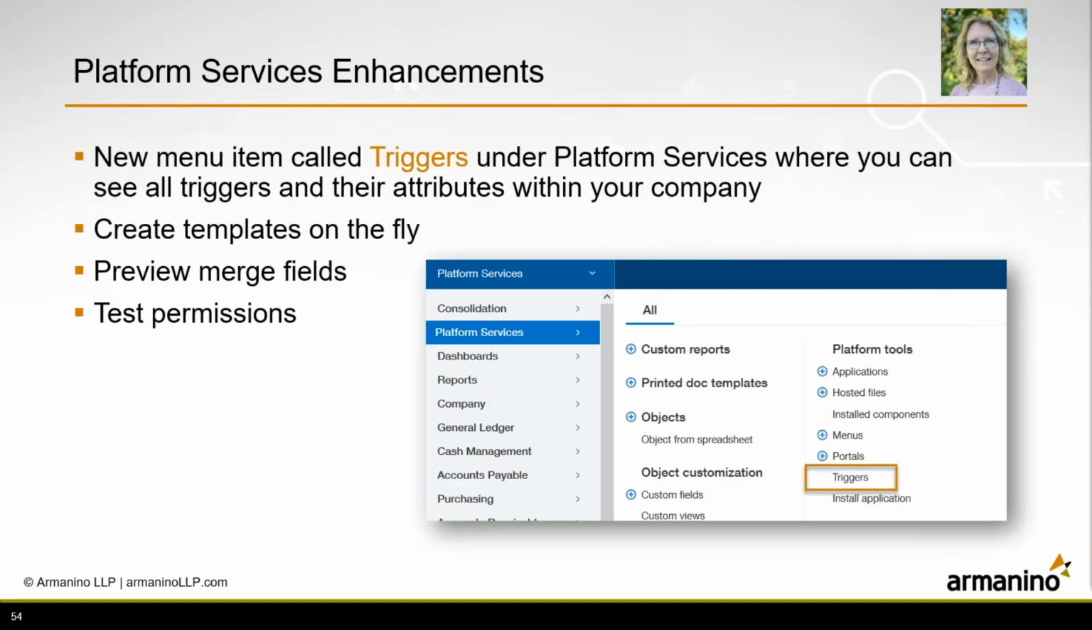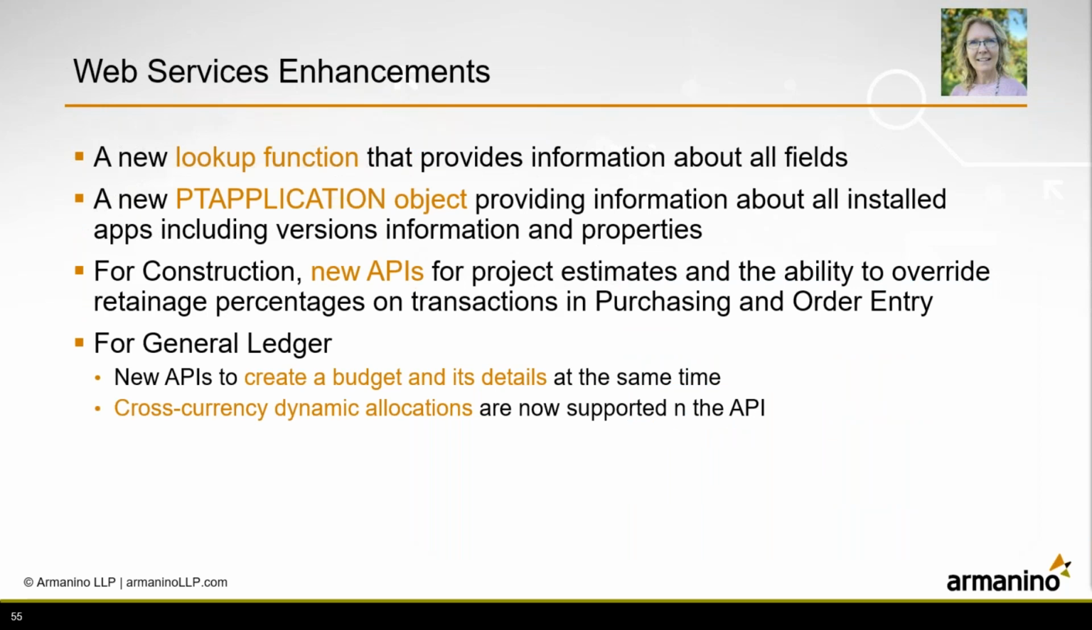The other new menu item is triggers. And so here again, you can look at all of the triggers right here from a menu item versus having to go object by object. Okay. Web Services Enhancements, there's a new lookup function that provides information. I'm not going to go through all of these. These are on the deck. You guys can read back through these, but basically related to integrations and that sort of information. So if you have any integrations, make sure that you share this with your integration team.